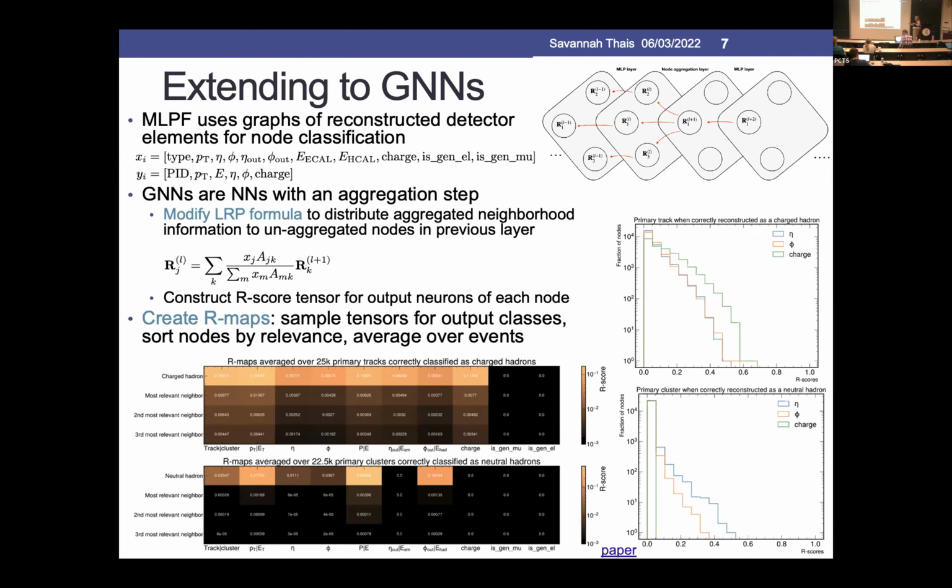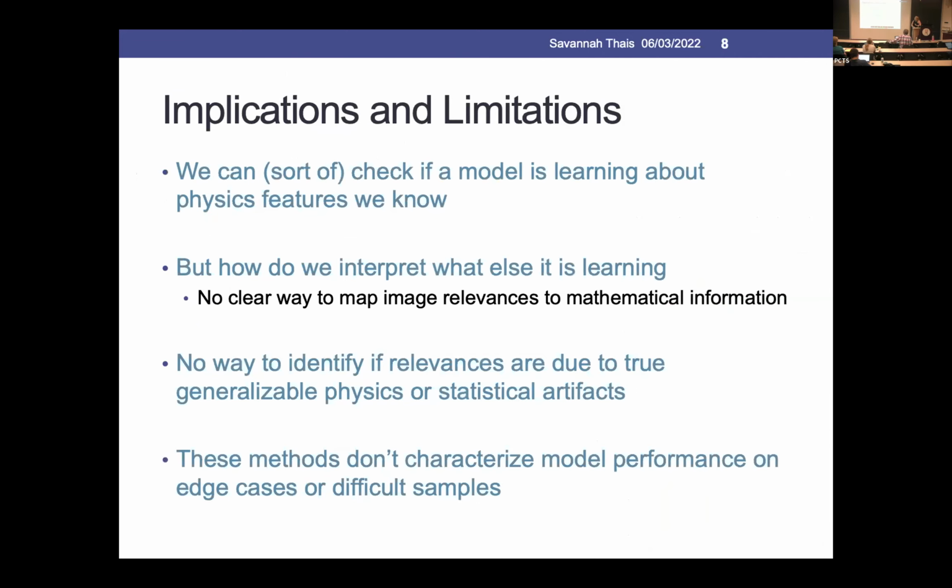But again, this kind of approach, I would say, doesn't fully characterize a machine learning decision. It just gives us some tools to maybe say it is doing something that we expect, in addition to the other things that we don't understand yet. Which is what I'm summarizing here. We can check if a model is learning about physics features that we know, but this doesn't give us a way to interpret what else it's learning.